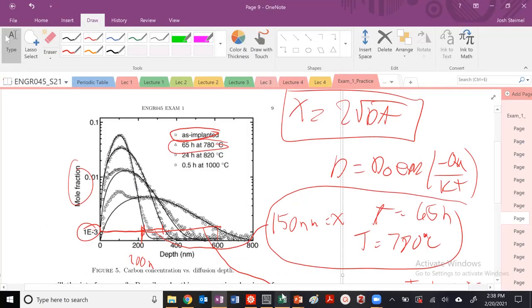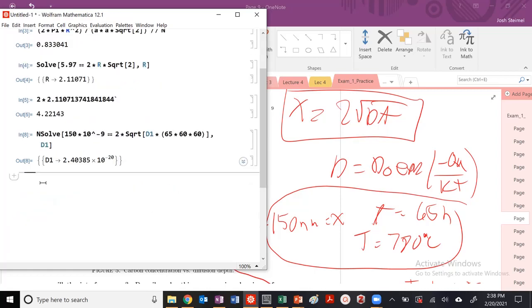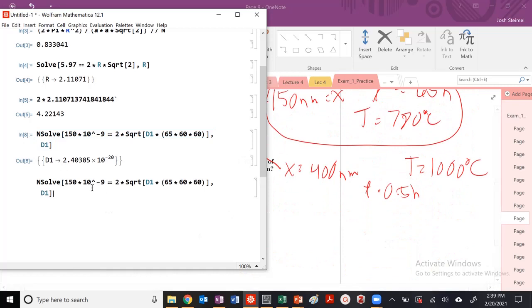So anyways, let's go back to here. I've got my value, and that's our time. So let's solve for D1. Our D1 is equal to, let's just solve this numerically to make it a little bit easier. So that's our D1. We could do a very similar thing for our D2. The only thing we changed is 400 nanometers, and then the number of hours changes to 0.5, and our temperature is going to be different as well. So let's call this D2.